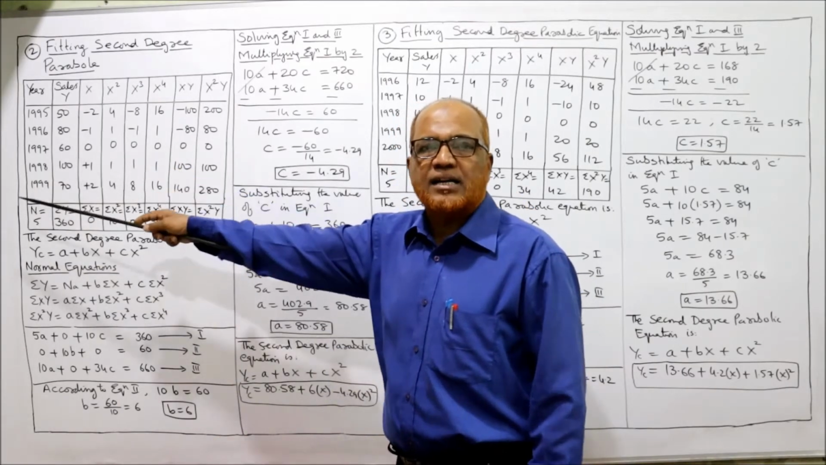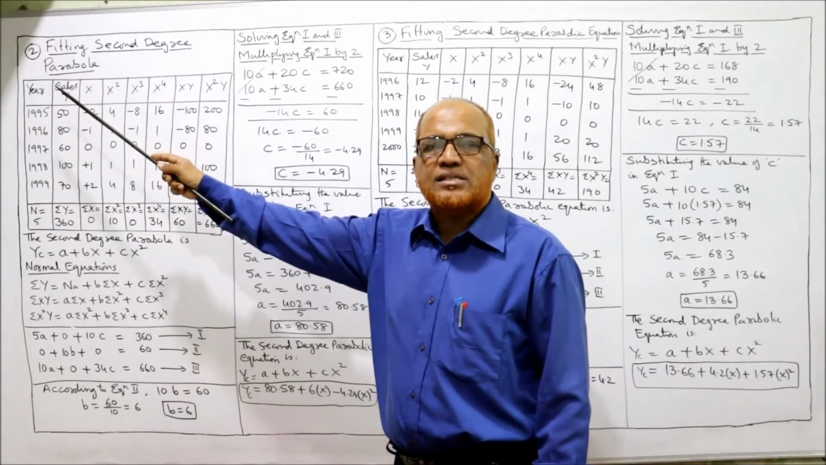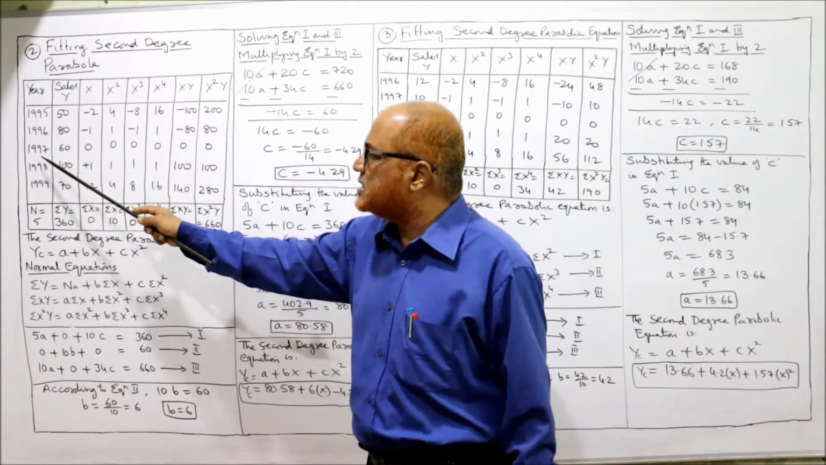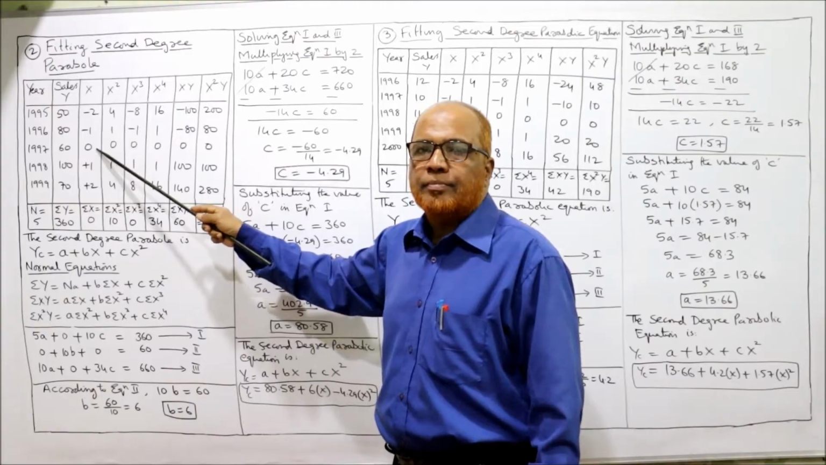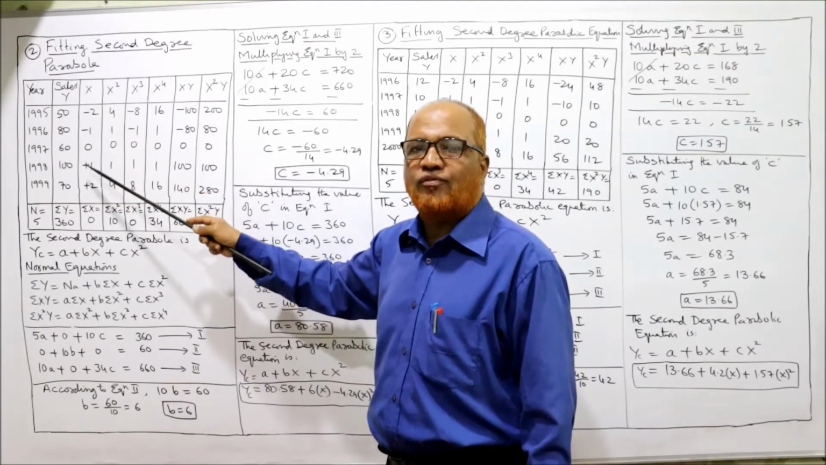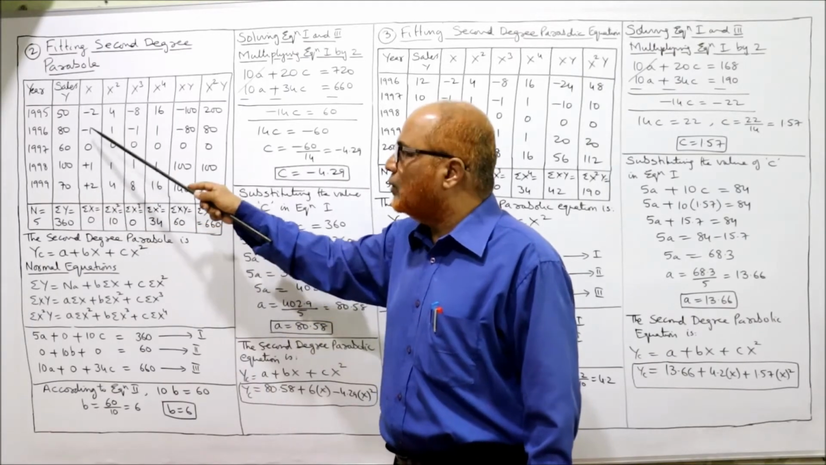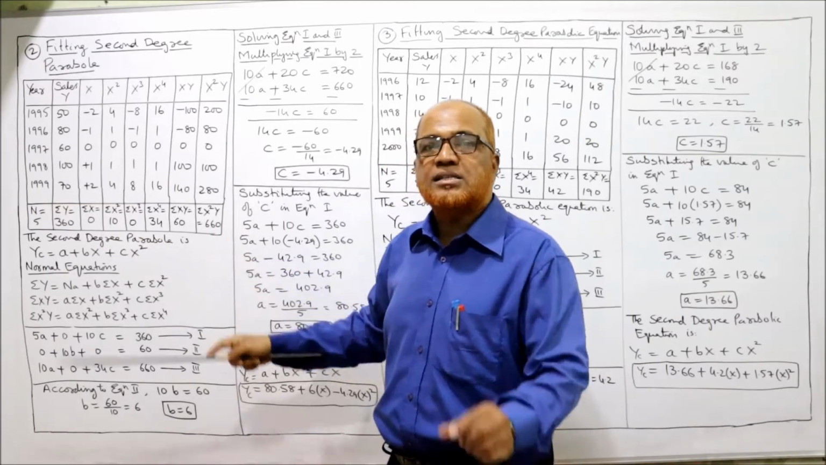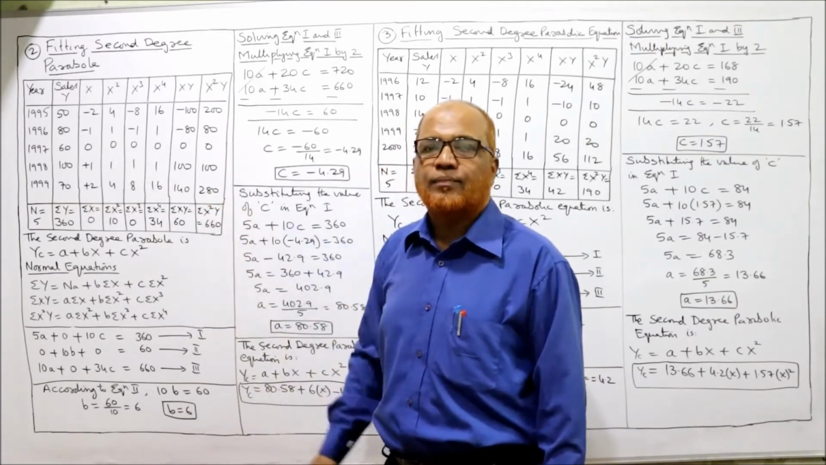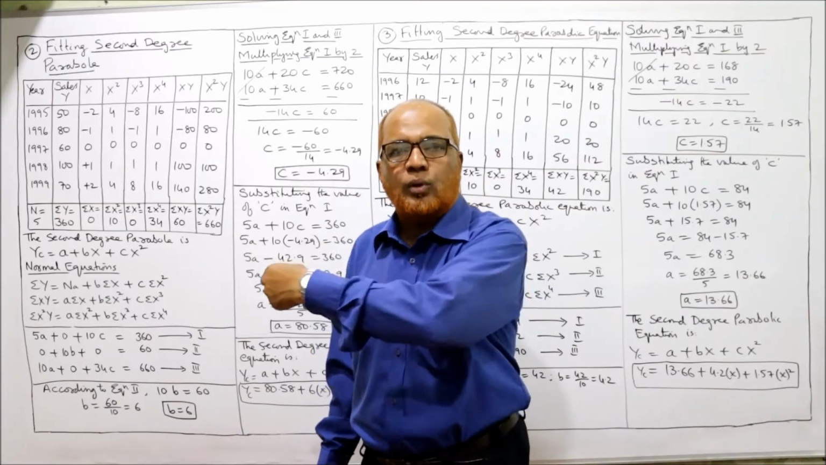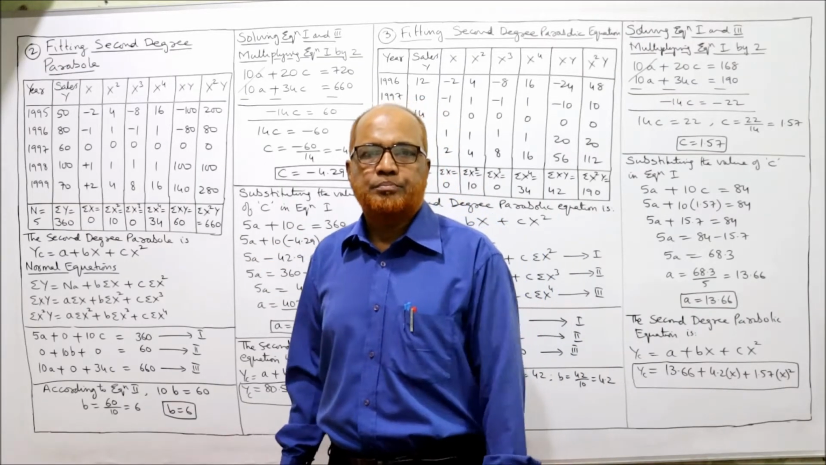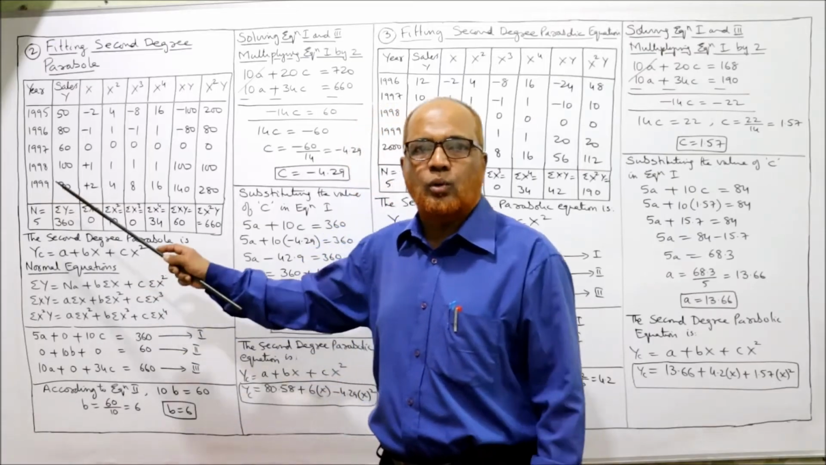Five years of data is given, so leaving the first 2 years and last 2 years, the middle year is 1997. For 1997 take 0, then backward -1, -2, forward +1, +2. Then you will get summation X equal to 0. There is an advantage if you follow this. What is the advantage? Less time. In less time you can get the solution of this problem.